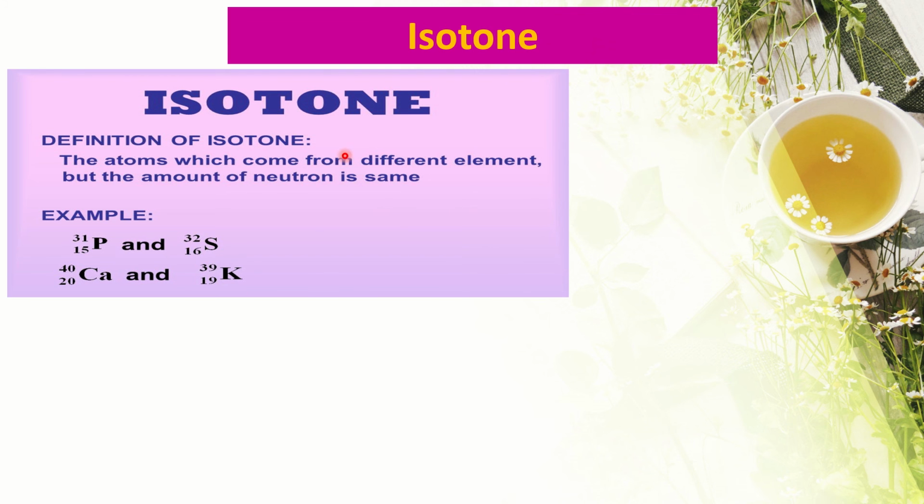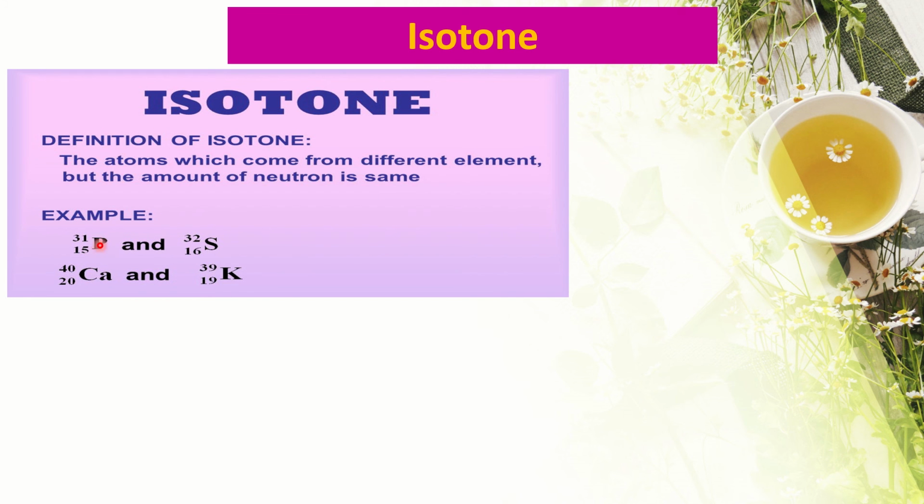Isotone: here the atoms come from different elements, because their atomic number is different, but the amount of neutron is the same for isotone. Their atomic number is different, their mass number is different. But what is the same here? Here, the amount of neutron is the same. Their neutron number is the same for isotone. So they are isotone because their neutron number is the same.